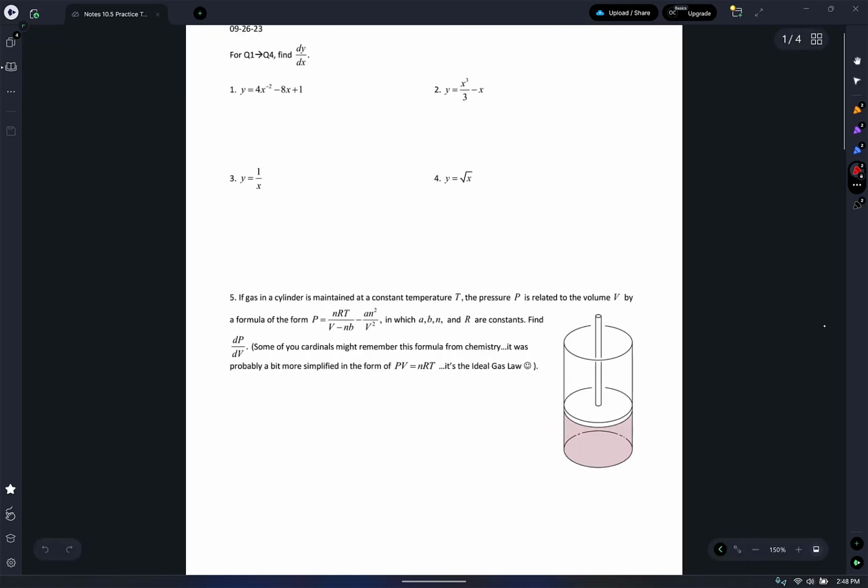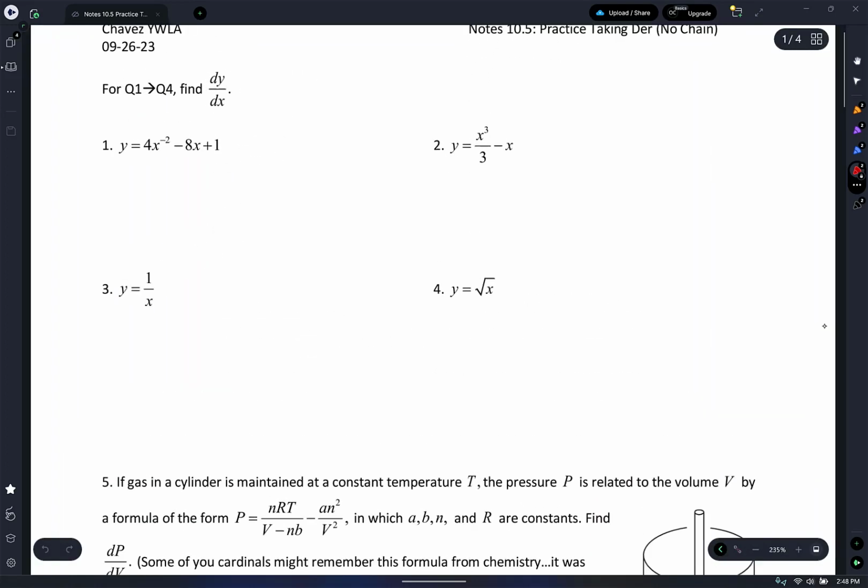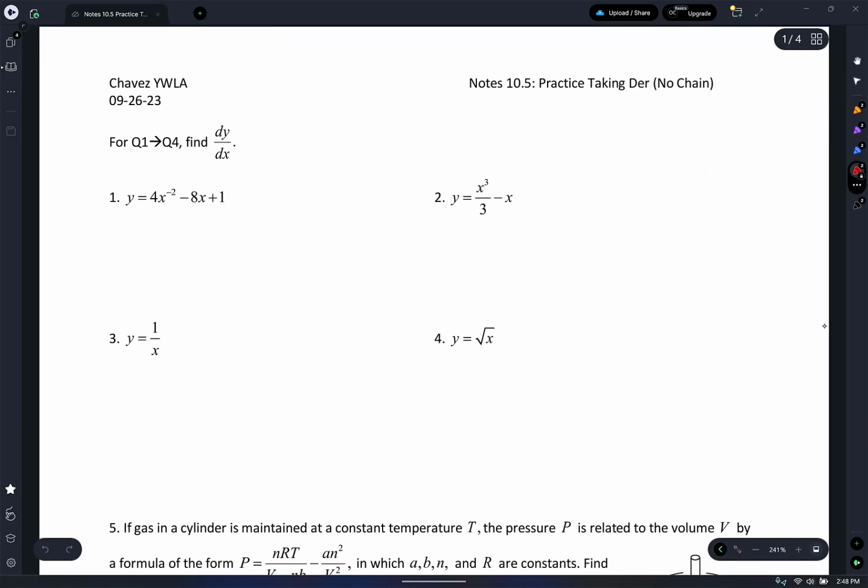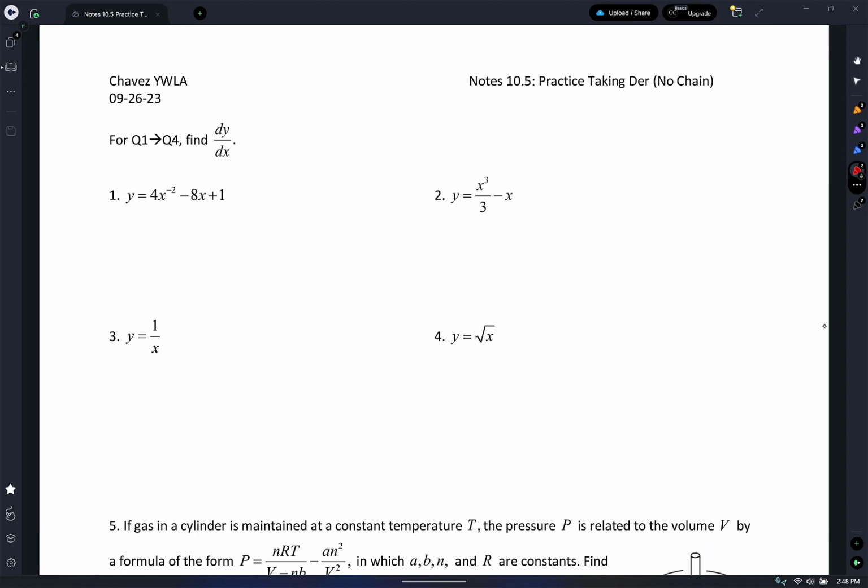Here we go. These are notes 10.5, so they're in between notes 10 and notes 11. That's because we need to practice before we do chain rule. On notes 10.5, we're just practicing taking derivatives.